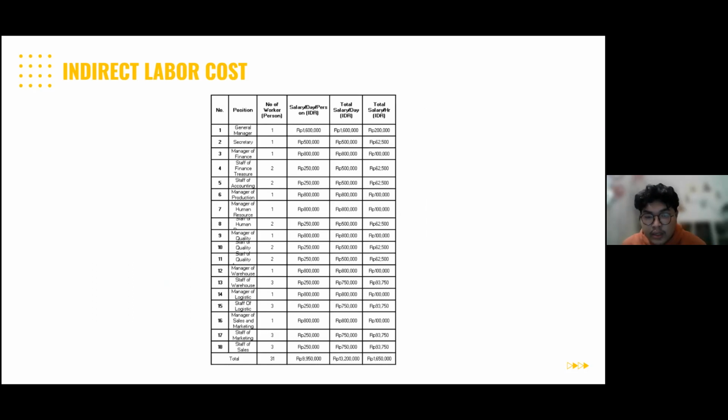The total is 31 worker persons or employees. For the salary, the total salary per position we got 9,950,000 rupiah, the total salary per day per position we got 13,200,000 rupiah, and the total salary per hour and position we got 1,650,000 rupiah. Next.